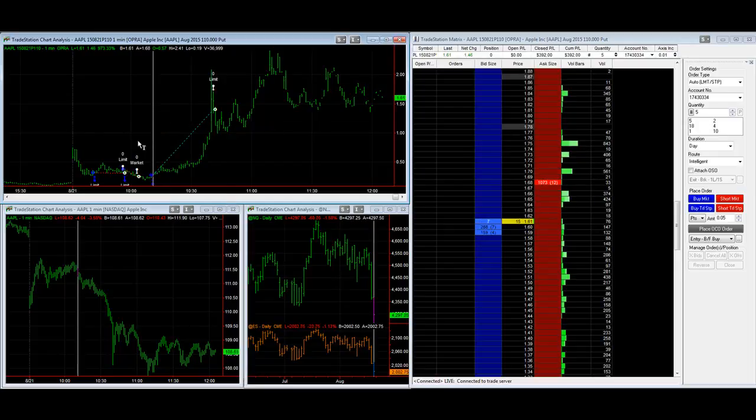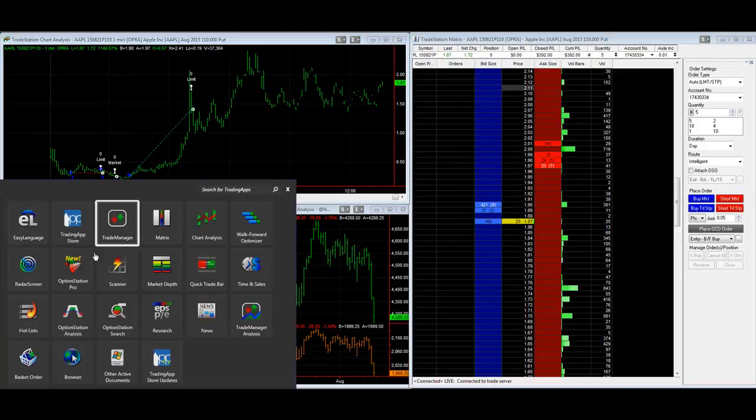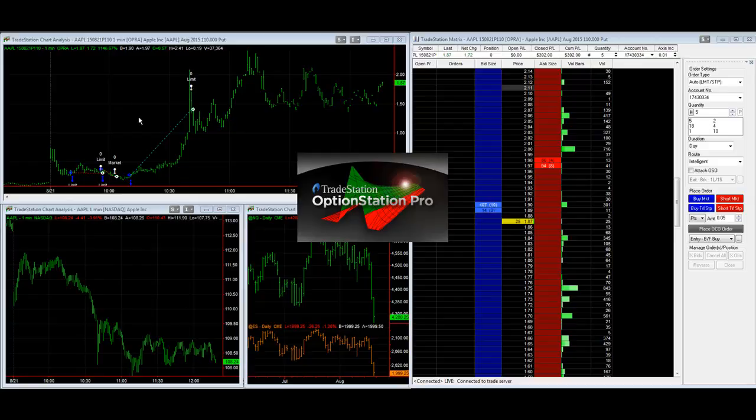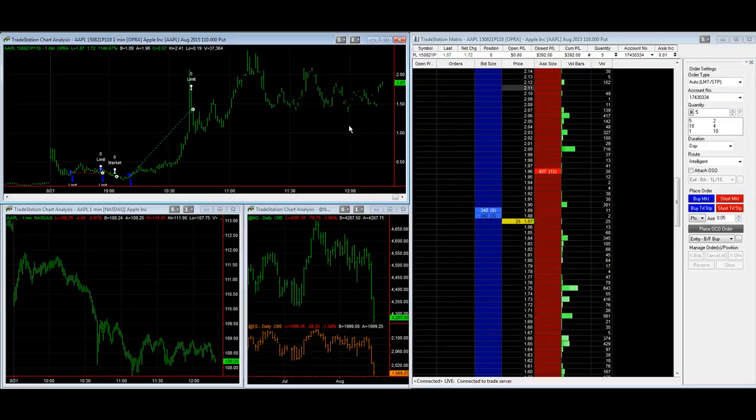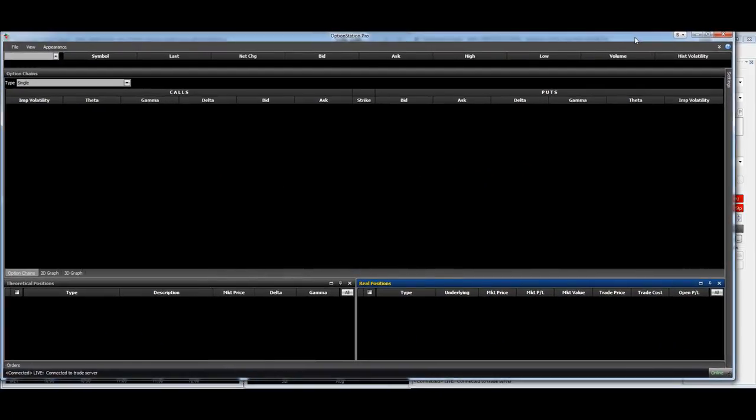And so OptionStation Pro gives us a way to look at a lot of option strategies and option prices at once, and that's what I like in TradeStation about OptionStation Pro. You can pull this up. You can type in the symbol right here.